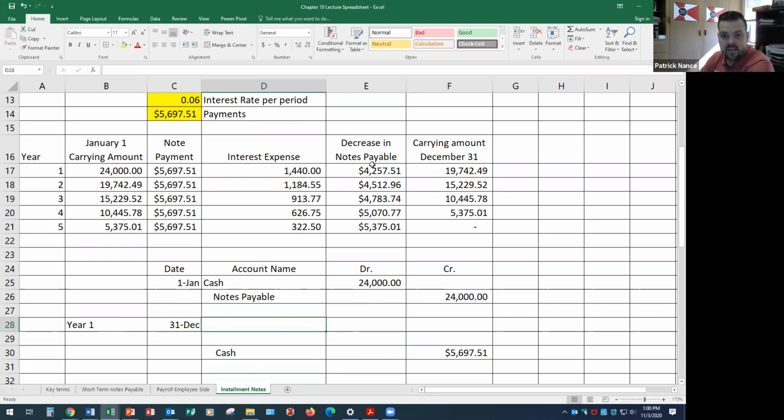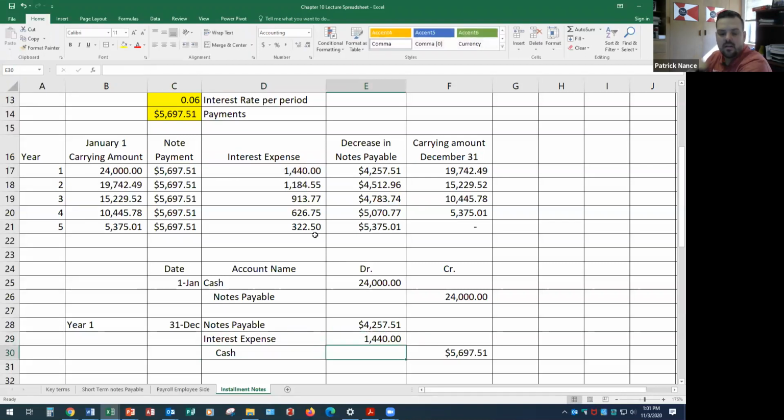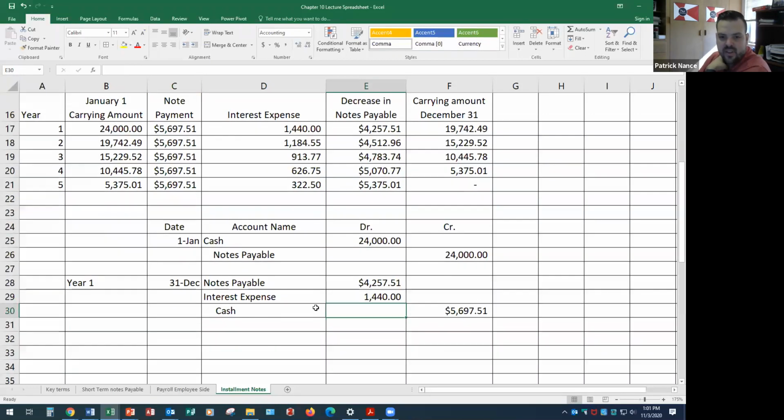Some of that decreases the notes payable, so I'm going to debit notes payable for that amount. And then I also have interest expense, because this is interest that I'm paying on this loan, for 1,440. So that is the journal entry for year 1.